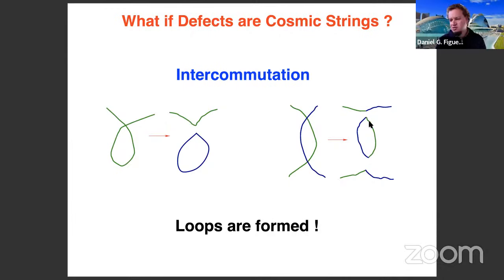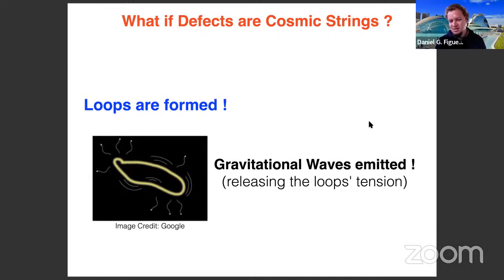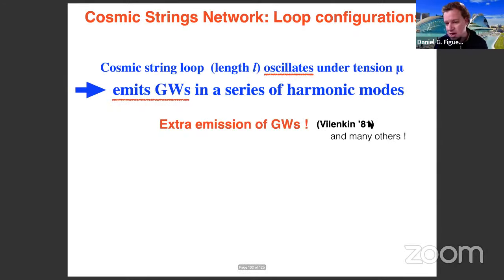They have a lot of tension, all the energy accumulated in the fields there, and they naturally want to vibrate, oscillate, and in doing so, they emit gravitational waves. And this is actually what was historically predicted, as you see, 40 years ago by Vilenkin in a seminal paper. So I call it extra only in comparison to the fact that any network emits gravitational waves. The one of cosmic strings, from the loop distribution, emits another channel of gravitational waves.